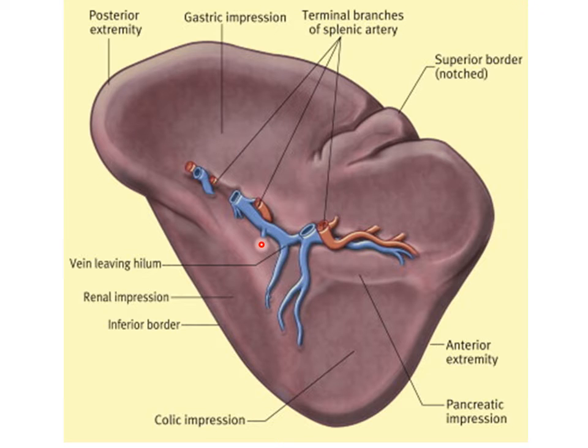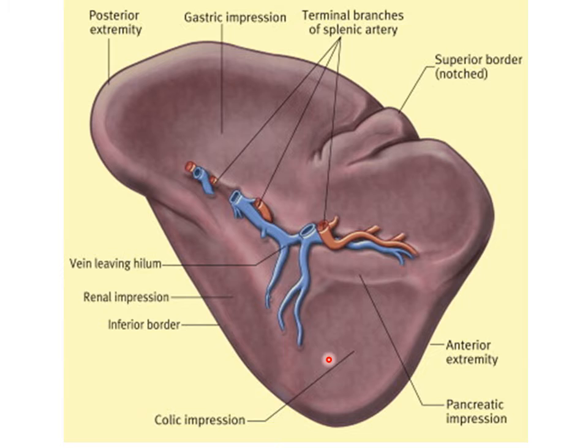Then second is the renal impression. This renal impression is for the anterior surface of left kidney. It lies between the inferior border and intermediate border. This is the renal impression. Right? Then third is the colic impression.